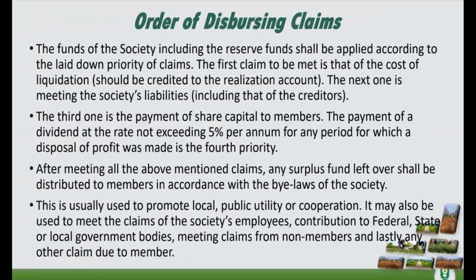The next one is meeting the society's liabilities, including that of the creditors. The third one is the payment of share capital to members. The payment of a dividend at a rate not exceeding 5% per annum for any period for which a disposal of profit was made is the fourth priority. After meeting all these mentioned claims, any surplus fund left shall be distributed to members in accordance with the bylaws of the society.